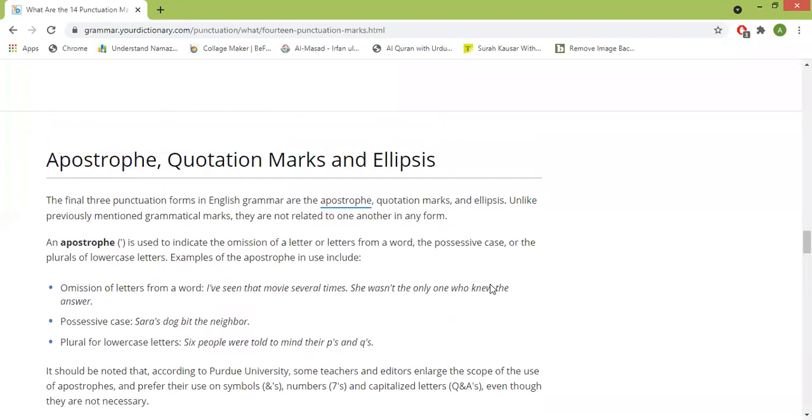Okay, next we have the apostrophe. What is an apostrophe? An apostrophe is basically used to indicate the omission of a letter or letters from a word. Basically, apostrophes are used in possessive cases, when we show the possession of something with someone. Sarah's, Adam's, Ali's. Sarah's dog is with the neighbor, meaning the apostrophe s is showing the relation of the dog with Sarah. So this is used for the case of possession.